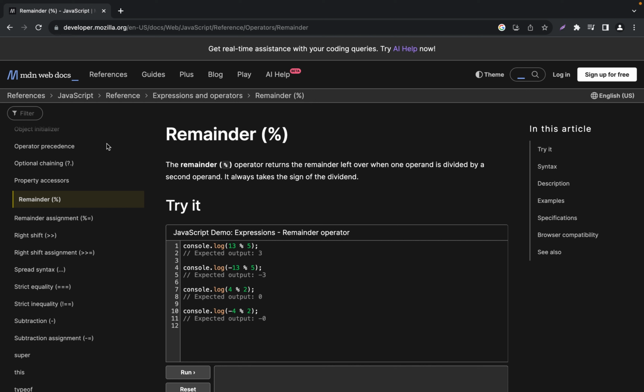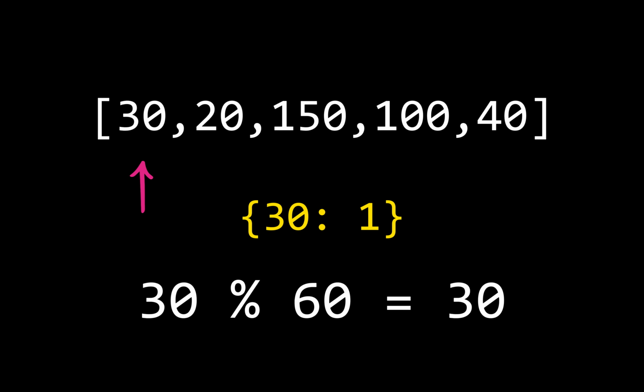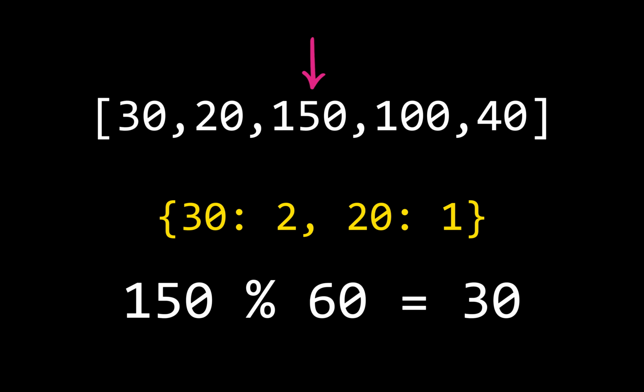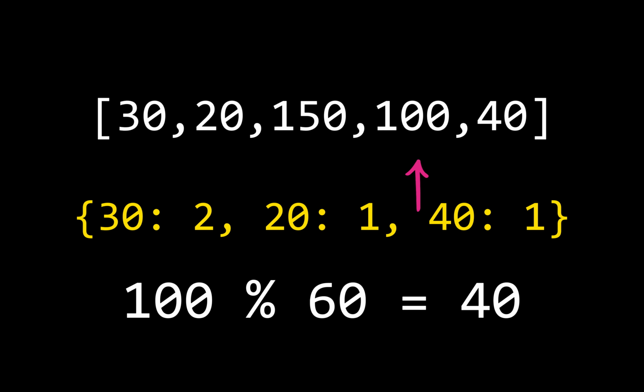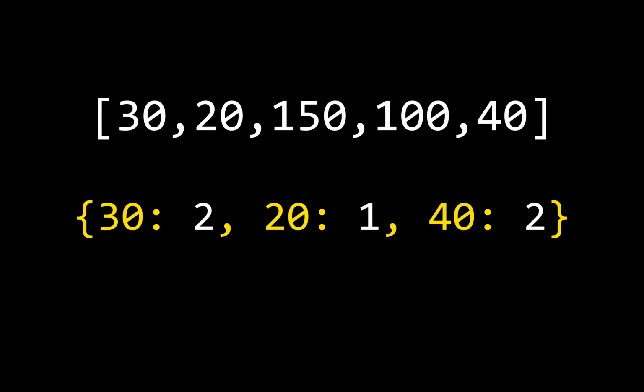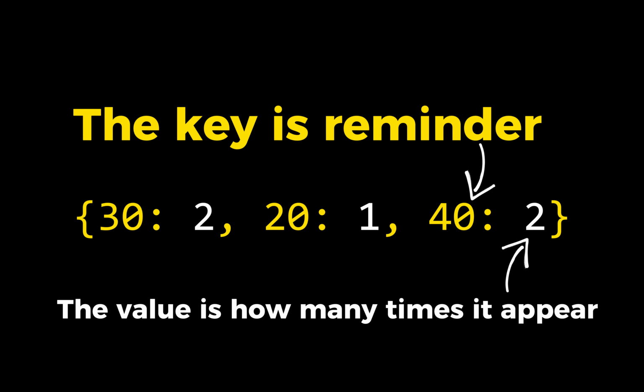We'll use the remainder operator and create an object. This object will store the remainder when each song duration is divided by 60 and how many times that remainder appears. For example, if we have 5 values in the list, our object will look like this, where the name of the field is a remainder and the value is how many times it appears.